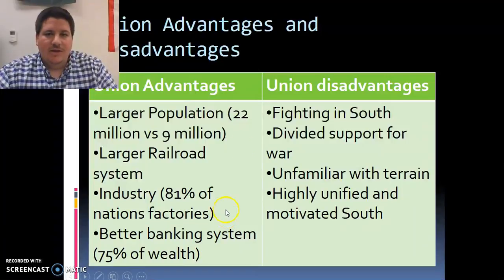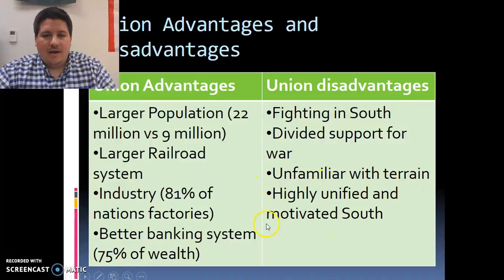They cost money. As far as the disadvantages go, they're going to be fighting within the South, which means, if we skip ahead a little bit, they're unfamiliar with the terrain. They're fighting in a territory that they don't quite understand. The South is more able to use guerrilla tactics, while the North is trying to retake territory, which is always a more difficult thing to do, at least in the short term as well as in the long term, especially when you have factor number 4 combined with that.